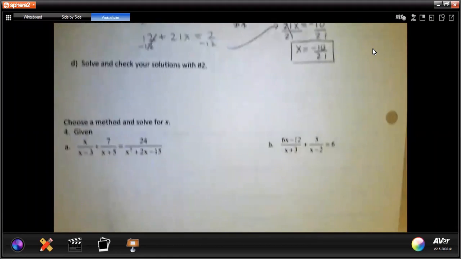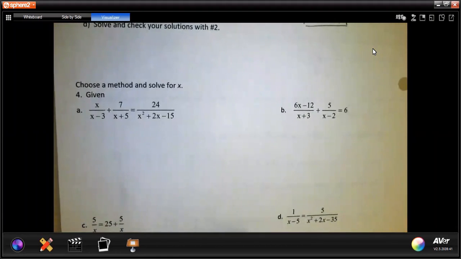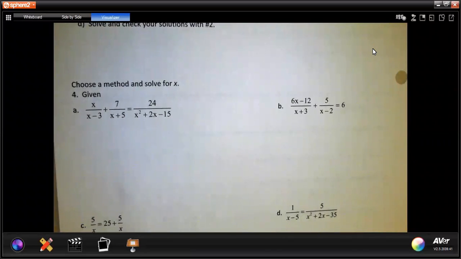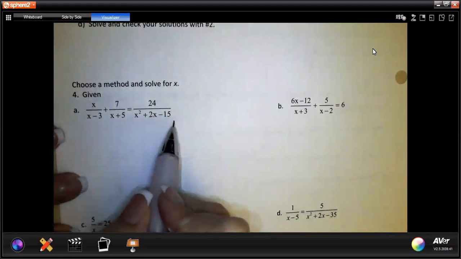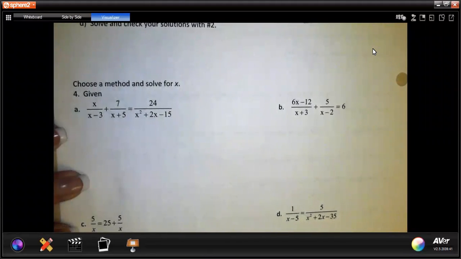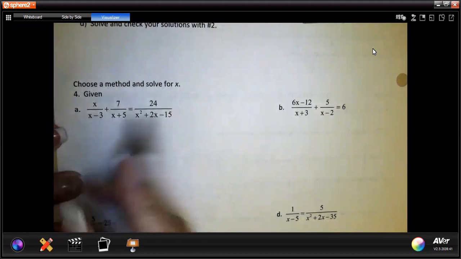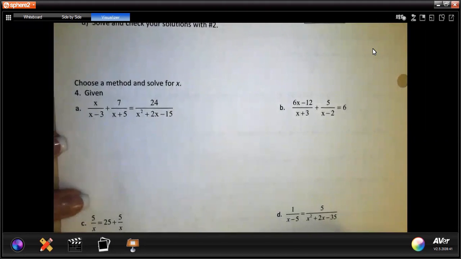All right, so we're going to look at a couple so that we can decide which method we want to use and what's going to make it easier. All right, when I look at something like this, I'm thinking clearing the denominator is going to be easier because you'd have to get a common denominator between these two to make them 1, which is going to probably make it a little bit harder before you cross multiply.